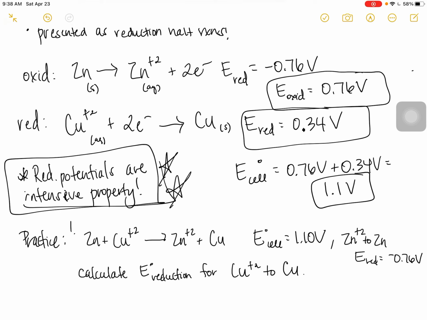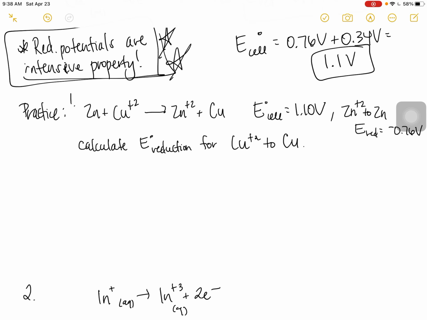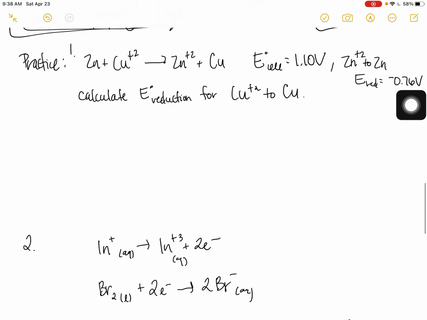And actually practice 1 is, we already know the answer, but we can still do it anyway. So it says, I slimmed this down for lack of time here, but it says for this zinc copper voltaic cell, we have this reaction. We know that the E of the cell is 1.1 volts. Okay, and then they tell me that the reduction potential when zinc plus 2 turns to zinc is negative 0.76 volts. Calculate E of reduction for copper plus 2 to copper, assuming we didn't have the chart.